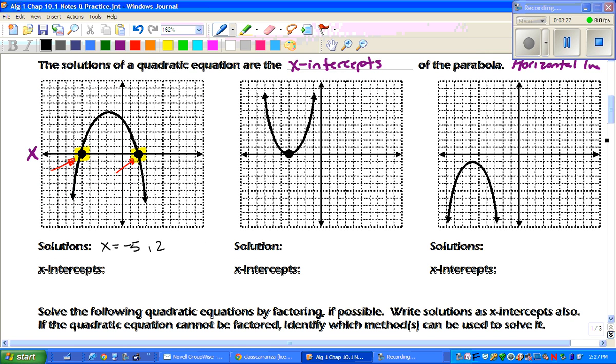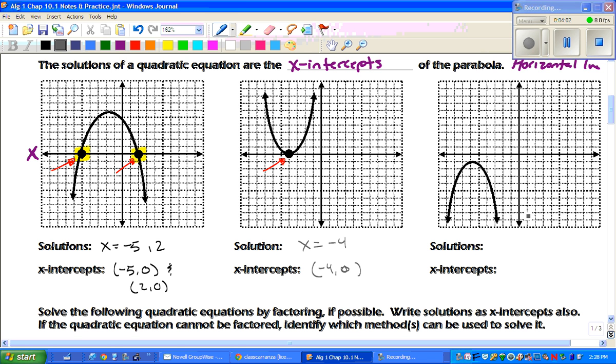So we can write our answers as x equals -5 and 2, and the other way that you are going to be writing it is the actual intercepts. So x equals (-5, 0) and (2, 0). Okay. Now for this one, we only have one solution. x equals -4, and that would be (-4, 0).